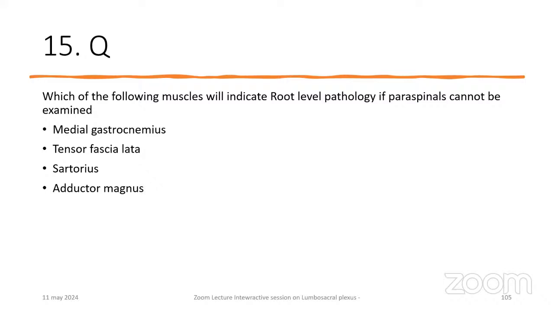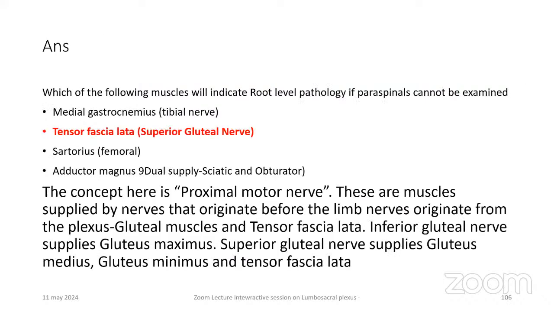L5 root. Superior gluteal nerve. The muscles supplied by the superior gluteal nerve are the gluteus medius and tensor fascia lata. The concept here is proximal motor nerve: these are the muscles supplied by nerves that originate before the limb nerves originate from the plexus. Gluteal muscles and tensor fascia lata.